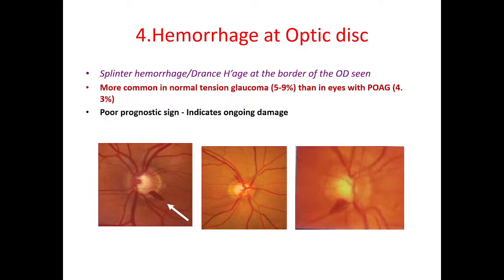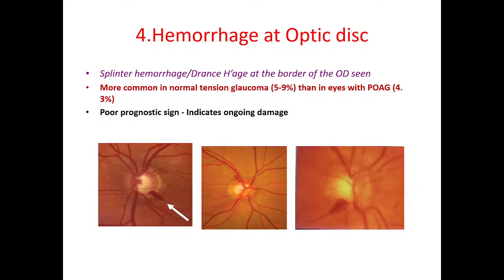It is a sign of ischemia going on to the disc, seen in normal tension glaucoma. I told you normal tension glaucoma has normal IOP, and the vascular theory holds true. There are two theories of optic neuropathy, one is mechanical, the other is vascular. Why do you see changes of optic neuropathy? Either mechanical pressure at the lamina cribrosa because of high tension glaucoma, high pressure.